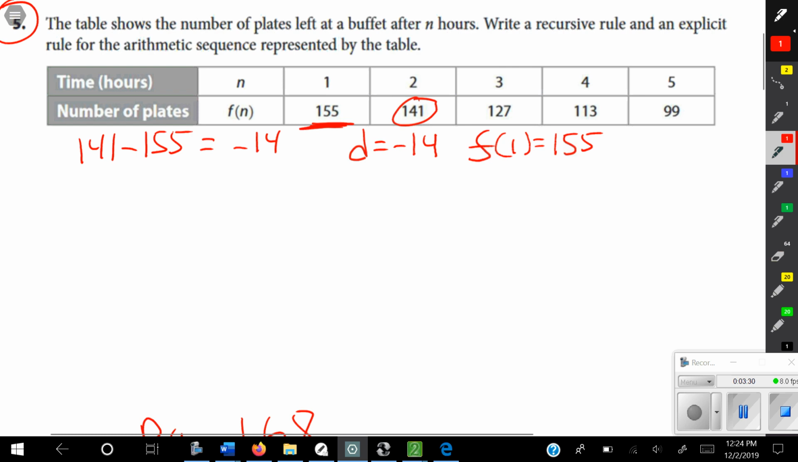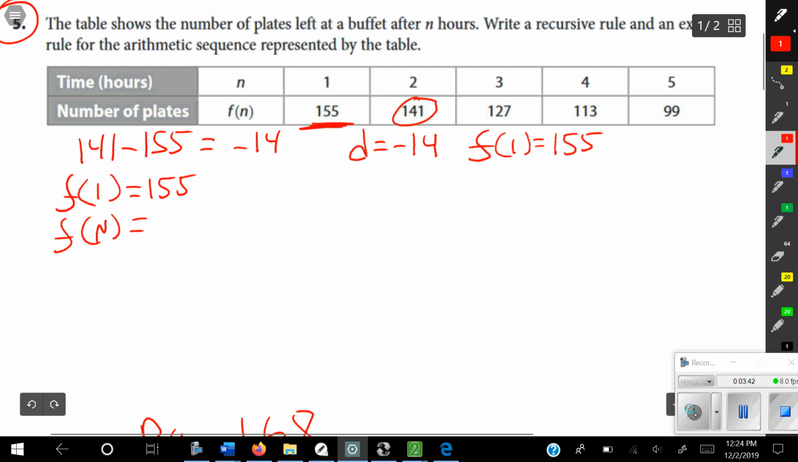All right, so first I'm gonna write the recursive rule. That's the easiest one. So the first thing you gotta do is write the first term. F of 1 is equal to 155. And then write f of n is equal to f of n minus 1 minus the common difference, which is 14. And that's the recursive rule.